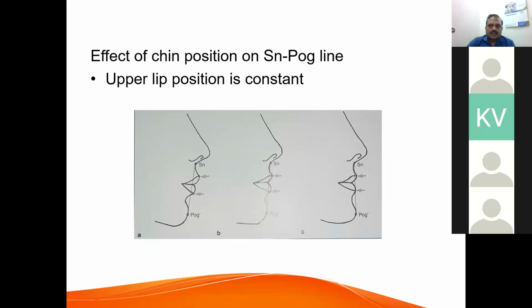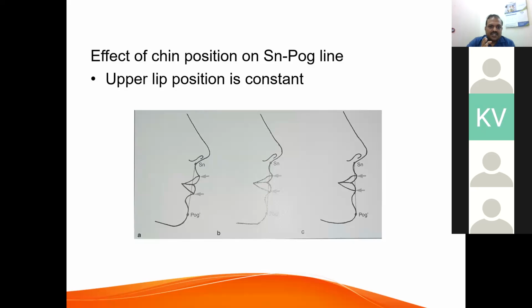So here I will continue. We draw a line from the subnasale to the pogonion. Here the position of the upper lip is constant. Only by varying the position of the chin can you assess where exactly the lips are positioned.